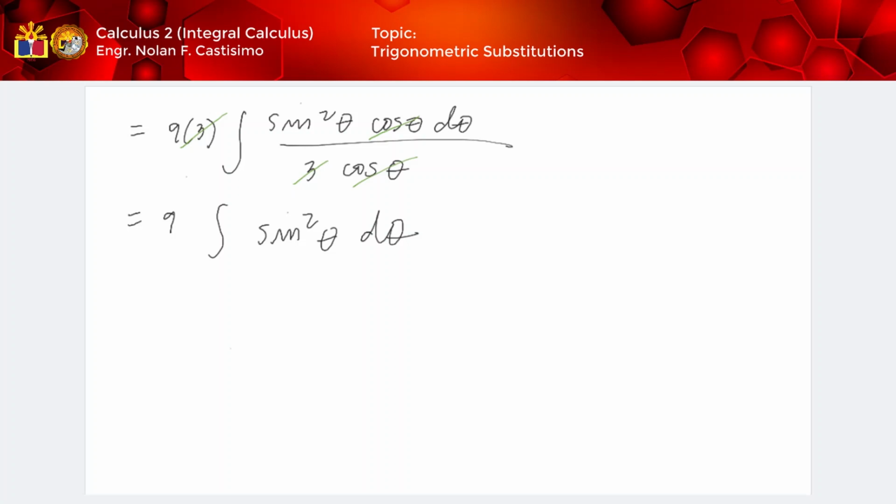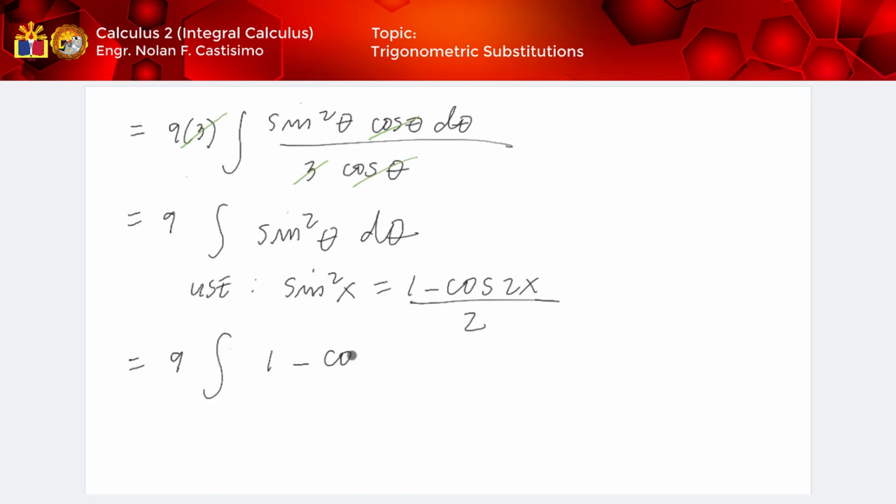So, step, we're going to use our formula from our previous topic, trigonometric substitution. So, itong sine square natin, gagamitan natin ng sine square x formula, which is equivalent to 1 minus cosine 2x over 2. So, kung matatandaan nyo, ginamit natin ito sa ating previous topic. So, ito ay magiging 9 integration of 1 minus cosine 2 theta over 2 d theta.